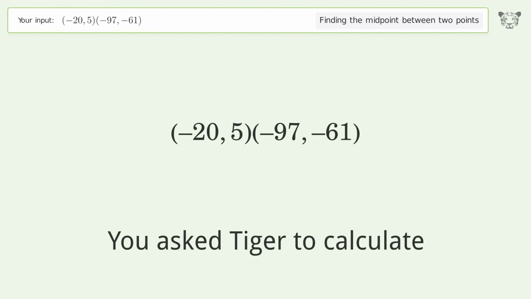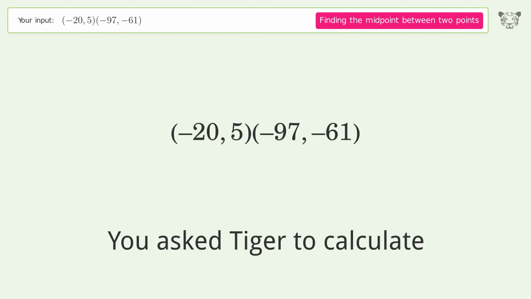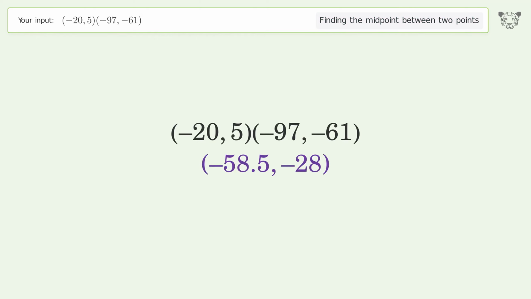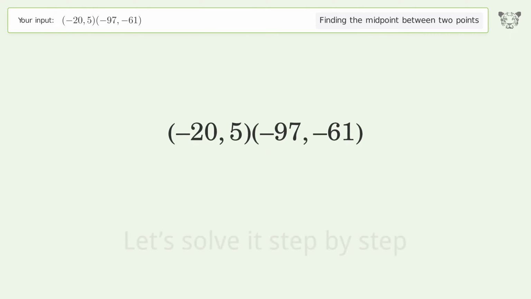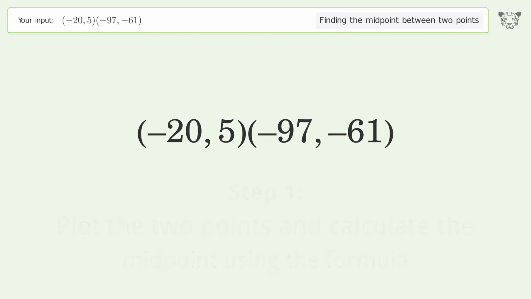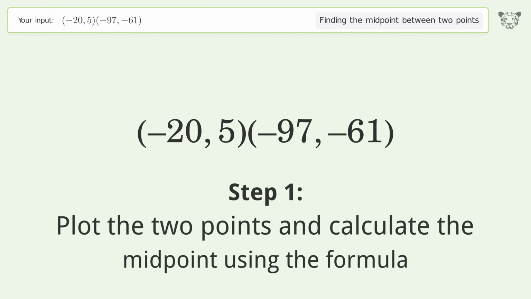You ask Tiger to calculate. This deals with finding the midpoint between 2 points. The midpoint between the 2 points is negative 58.5, negative 28. Let's solve it step by step. Plot the 2 points and calculate the midpoint using the formula.